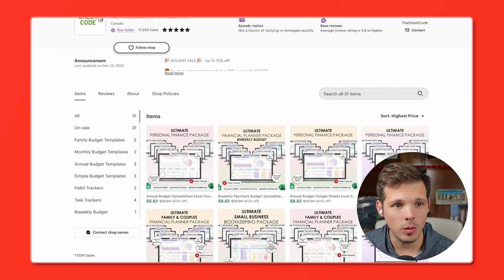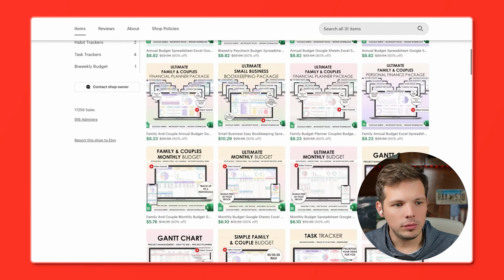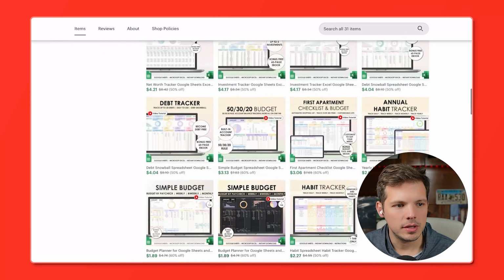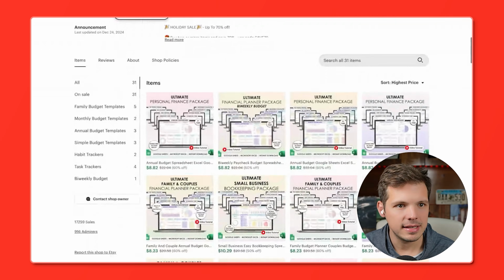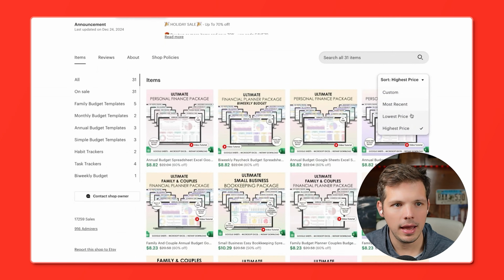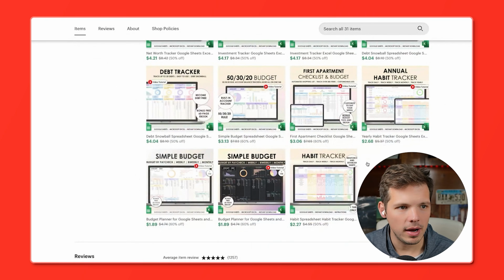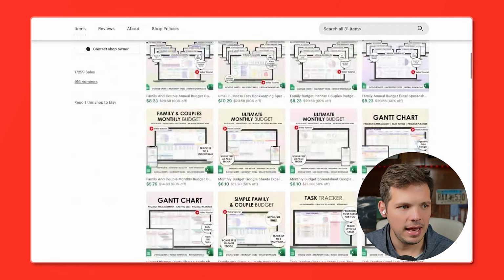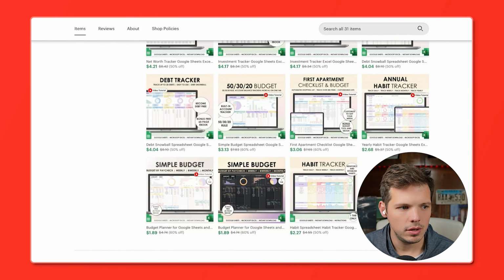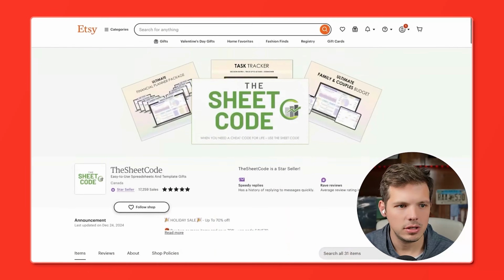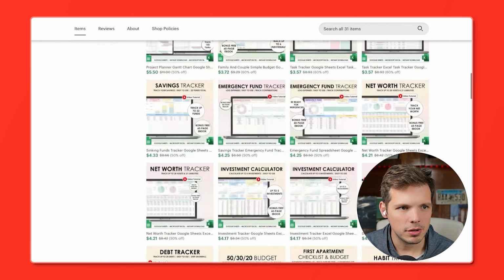because he has 31 items for sale. He probably only sells a few of these other ones every day or every week, and he sells a ton of the other ones. So if I sort by highest price, they're all priced at $8.82 to like $1.89. Very cheap. But they're all basically personal finance packages.